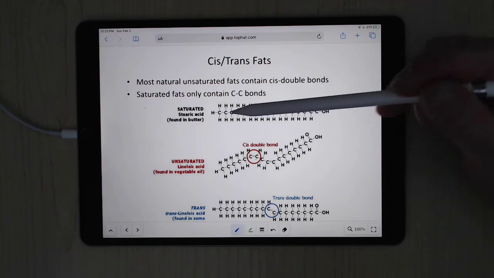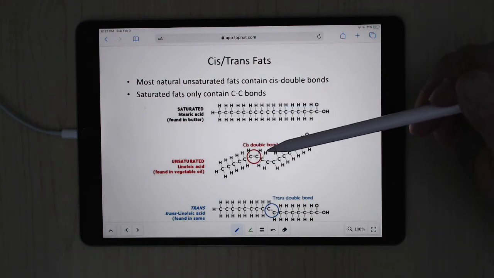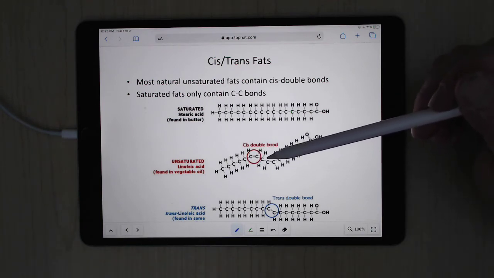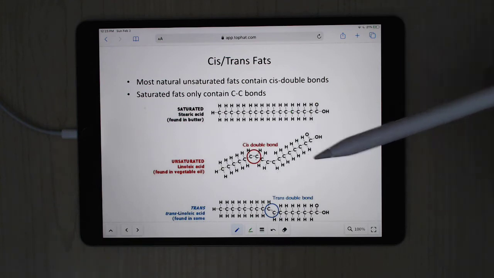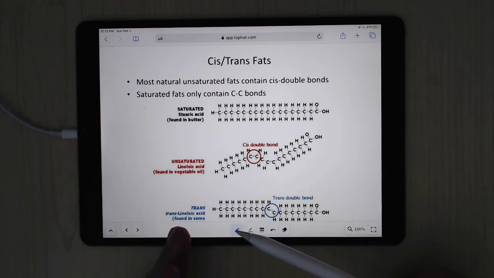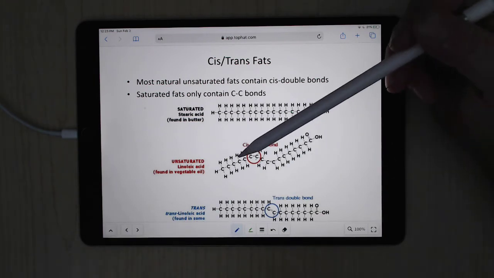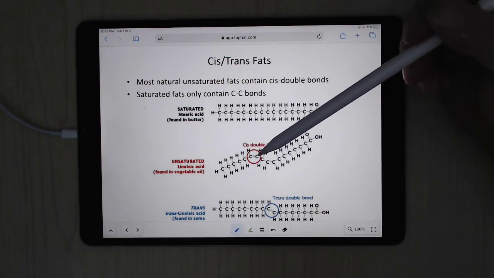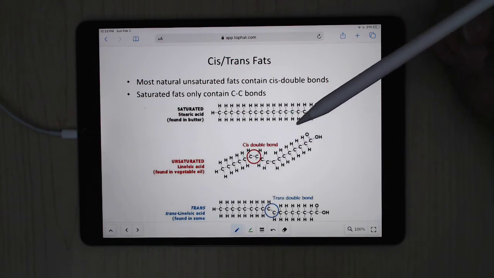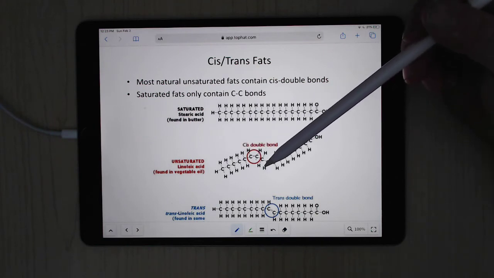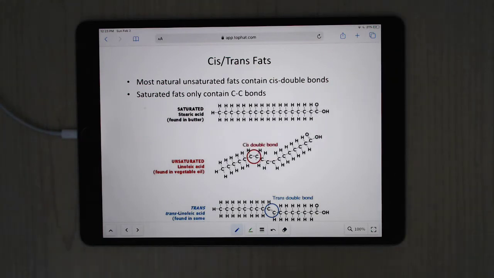Notice how it's straight. If you have a cis double bond, and you can't see this, you get a kink. Now imagine if everybody was bent over. You couldn't pack as many molecules in there. It's a little more complicated than this, but it doesn't pack as efficiently. There's not as much interaction between the molecules, and so it's going to be a liquid.